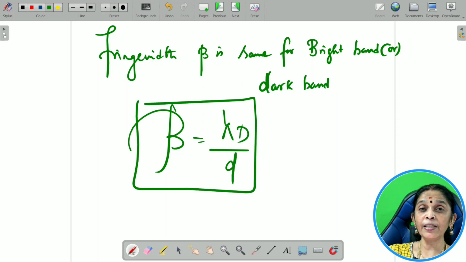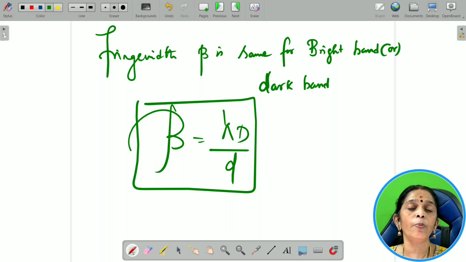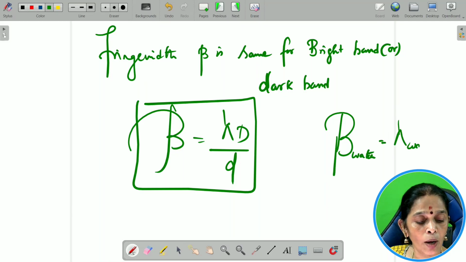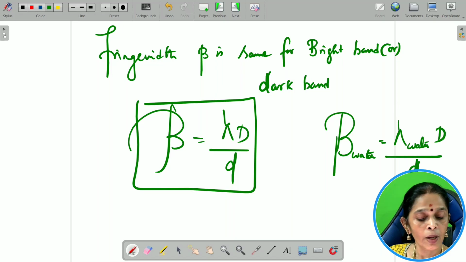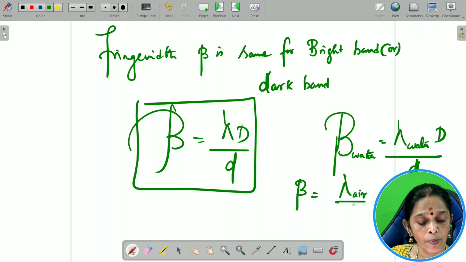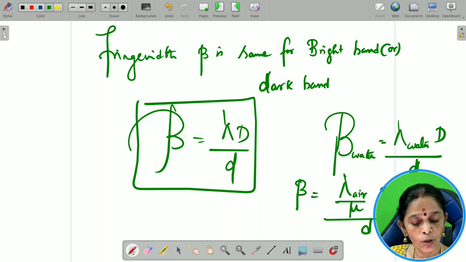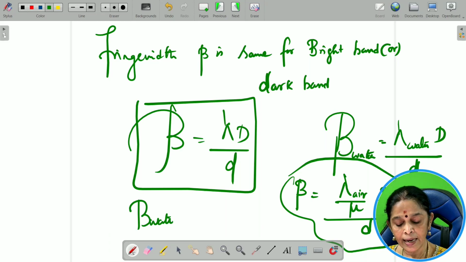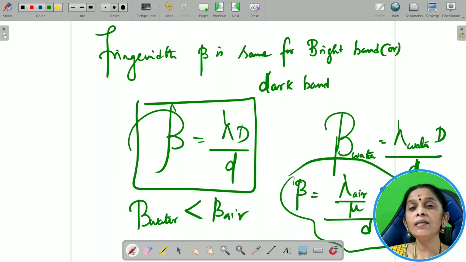Does fringe width depend upon the medium? Yes, because beta is directly proportional to the wavelength of the light. Suppose the entire apparatus is immersed in water, I can say beta in water is equal to lambda in water into capital D by small d. But what is lambda in water? Lambda in water is equal to lambda in air divided by mu. Since mu is greater, beta in water decreases, so it is less than beta in air. These are all insight questions. So hope you understand, children.